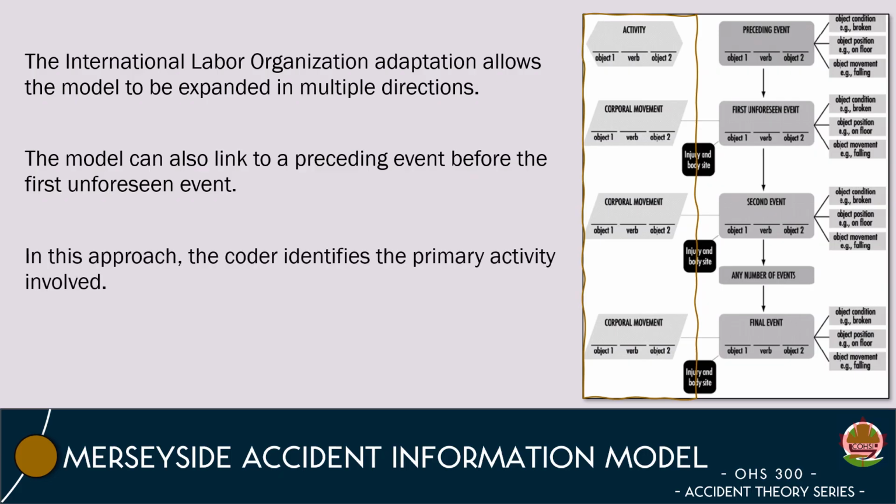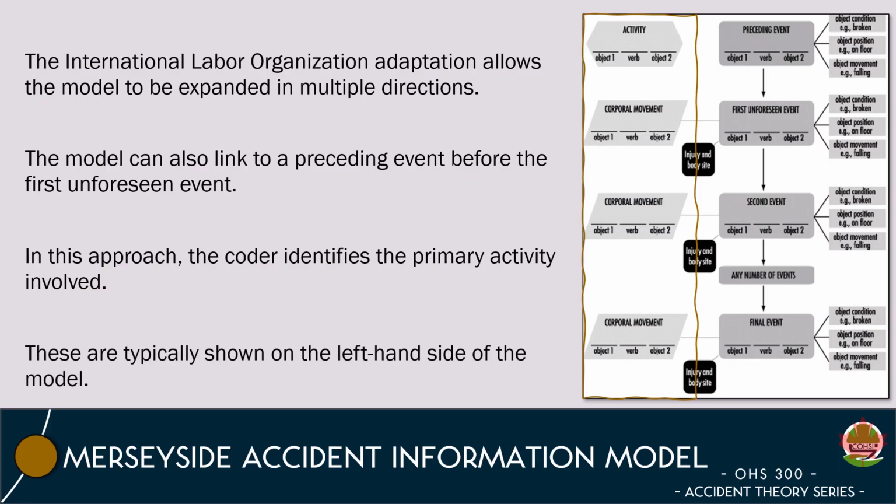The model can also be connected to a preceding event associated with the initial unforeseen event, which may involve something as routine as walking, previously described by Davies and Manning as a basic corporal movement. In these cases, the coder identifies the primary activity and up to 3 associated corporal movements on the left-hand side of the model.